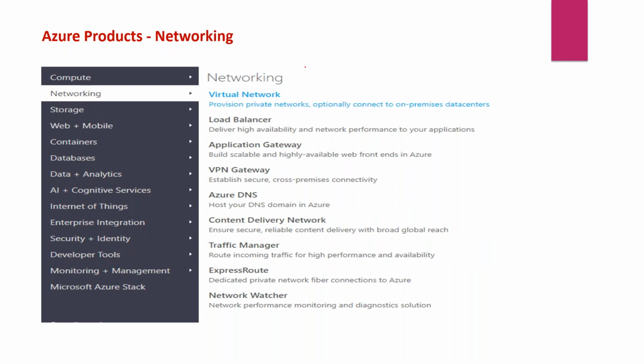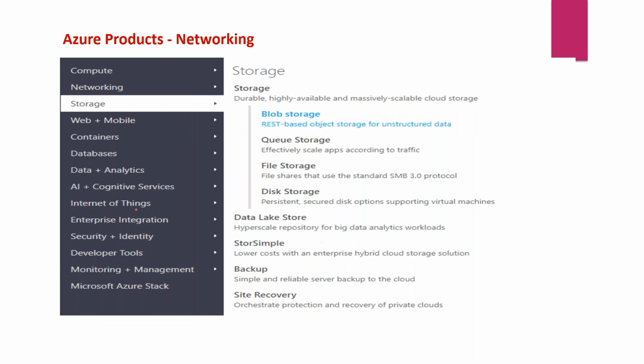In networking, you have virtual networks, load balancers, application gateway, and DNS. Traffic Manager is a load balancer. And ExpressRoute is for when you want to connect your on-premises network to the Azure network, and so on.